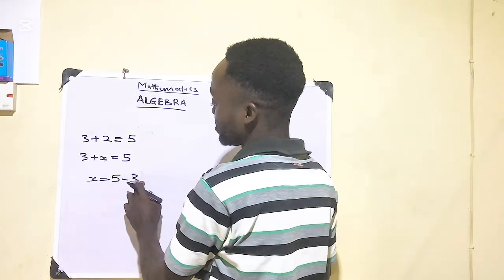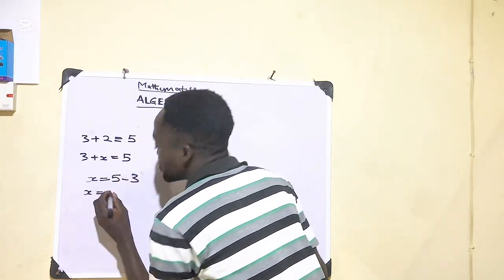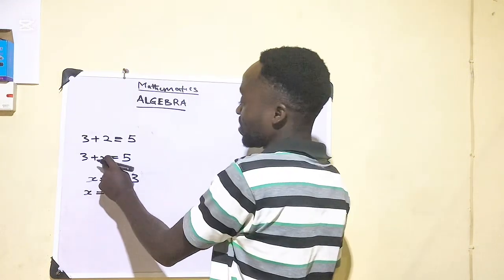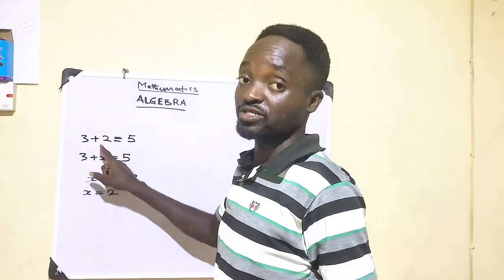So I have that 5 minus 3. That means my x is going to be 5 minus 3. I know that the answer is what? 2. So the number that I'm looking for, that I'm going to add to 3 that will give me 5, is 2, just as I have here. So that's the example.